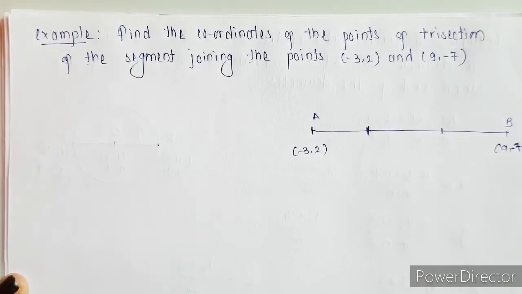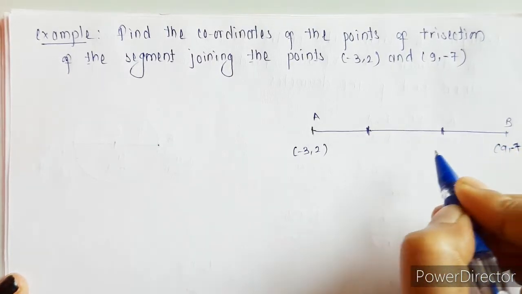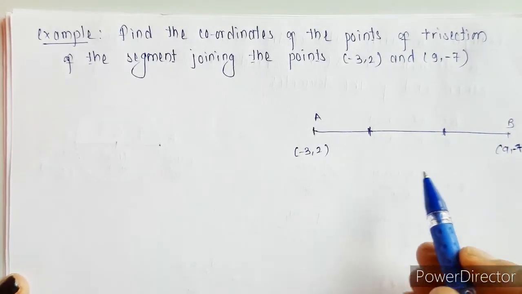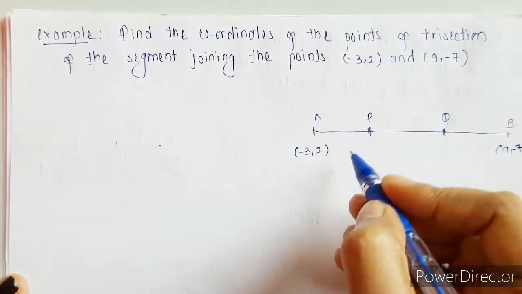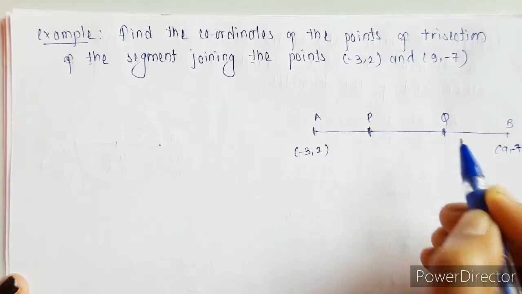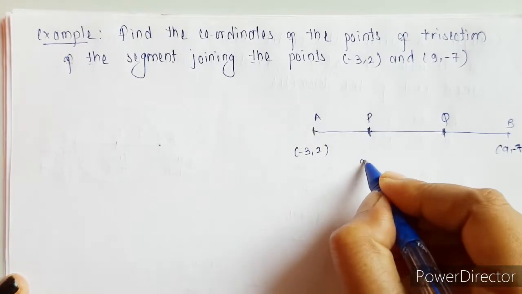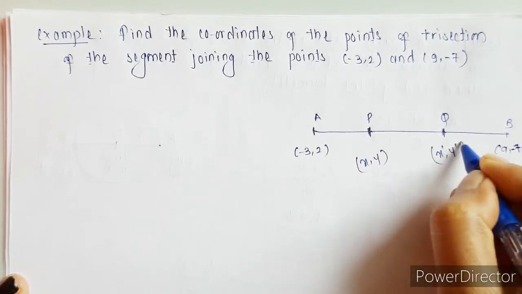And it is called a trisection. Basically, we need to find the points of trisection, the points which divide this line segment into equal 3 parts. Let me mark these as P and Q. So we need to find the coordinates of P and the coordinates of Q. I am marking this as XY and this as X dash Y dash.